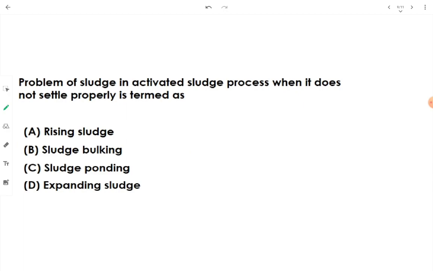Then the problem in the activated sludge process when the sludge does not settle properly is called sludge bulking. Sludge bulking is simply a term for a sludge having poor settling properties. Poor settling properties arise due to under aeration, because of less aeration, and prolonged detention. When you are not properly carrying out aeration, or when you are keeping the wastewater detained in the ASP unit for a very long time, this problem takes place. This is sludge bulking. Option B is the one.